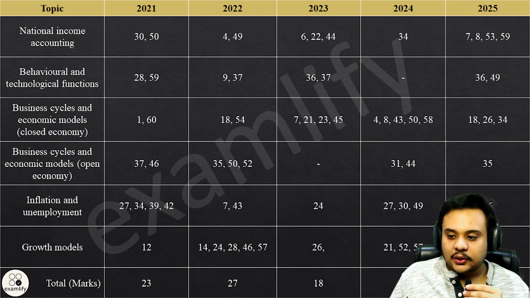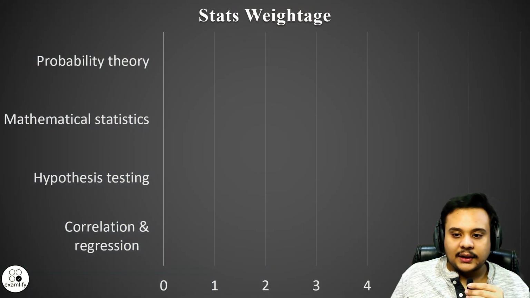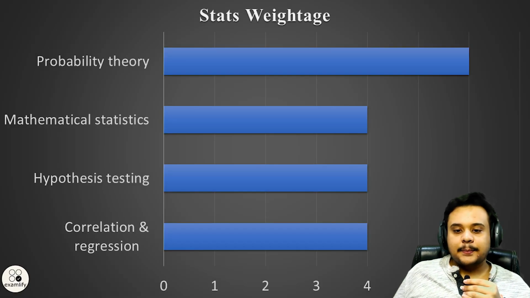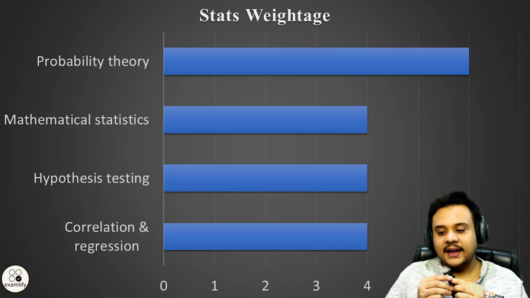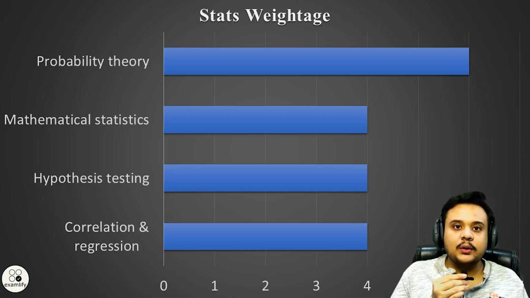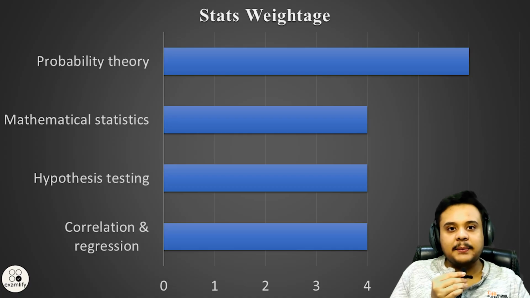Okay, so let us move on and look at the stats weightage now. Clearly you can see that probability theory is way ahead of the rest of the topics. Now here probability theory also includes random variables and the different parts that we study under the probability part only.